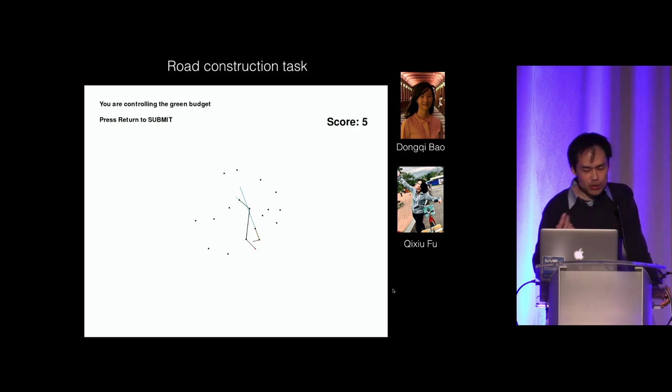So not just do you have to take into account your own policy, but you also have to take into account where your partner is going. Otherwise, you end up going to the same part of the map, and that's not efficient.